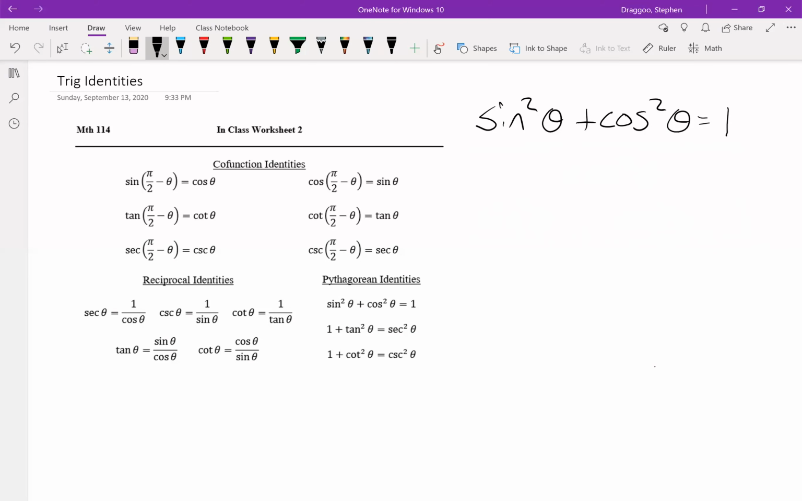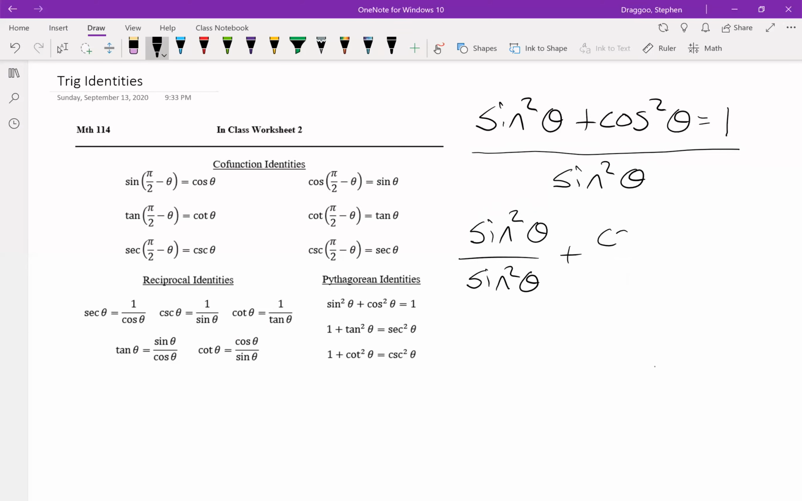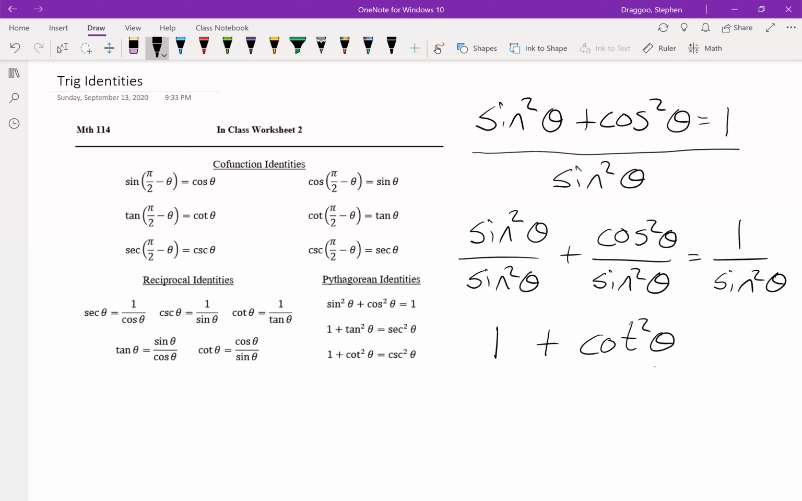And for the third identity, if I take the original sine squared plus cosine squared as 1, and this time divide by sine squared, I get sine squared over sine squared plus cosine squared over sine squared equals 1 over sine squared, which I can simplify to 1 plus cotangent squared is equal to cosecant squared.